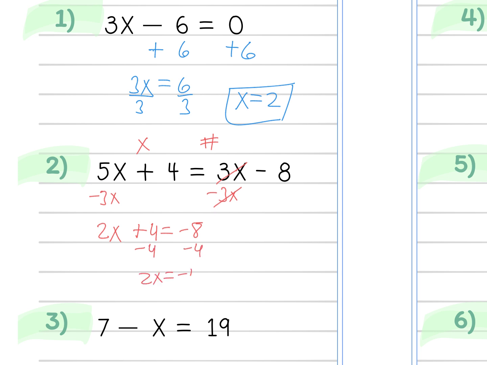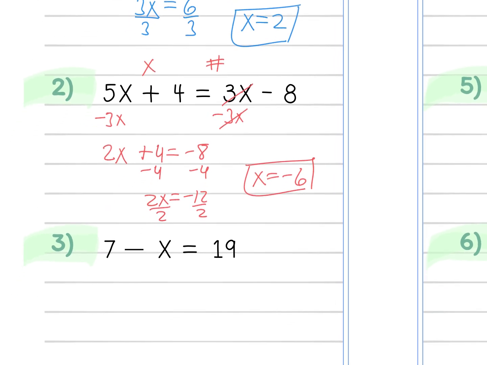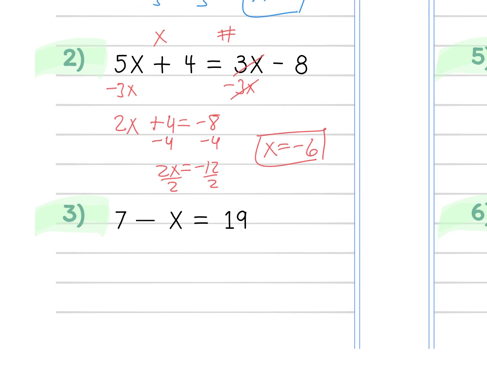And you're left with 2x equals negative 12. Opposite of multiplying by 2 is dividing by 2, so I'm going to divide both sides by 2, and I get x equals negative 6. All right, very simple. Now the next one, we can do the exact same thing. Let's get the x by itself. There's a couple ways that you could do it. I would subtract the 7 on both sides.